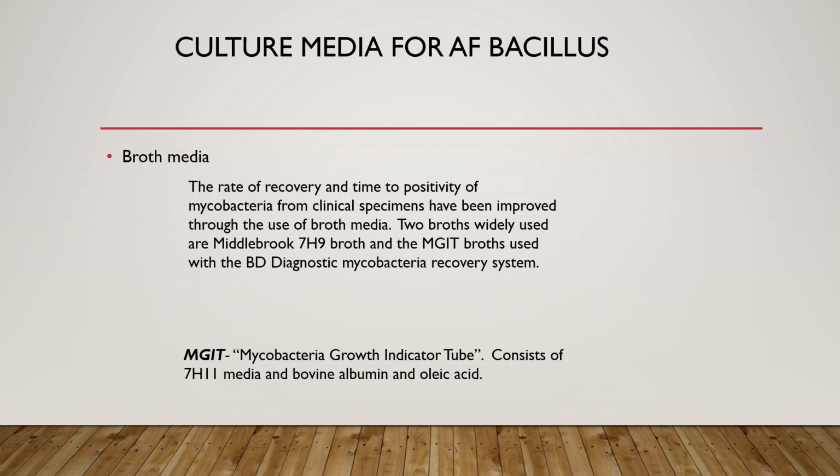Mycobacterium can grow in broth media a little bit more rapidly than they grow on solid media. One type of broth media that we can use to culture Mycobacterium is called Middlebrook 7H9. There's also another type of broth media called MGIT, Mycobacterium Growth Indicator Tubes, that consists of 7H9 media and bovine albumin and oleic acid. We can use those media to grow our organisms a little quicker.